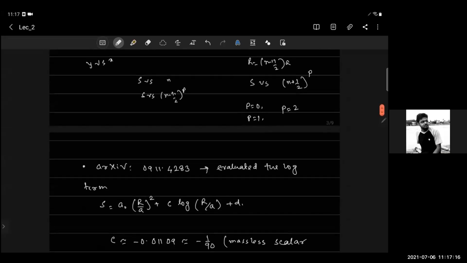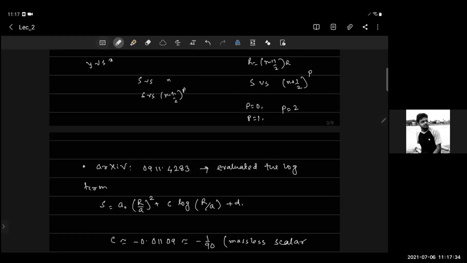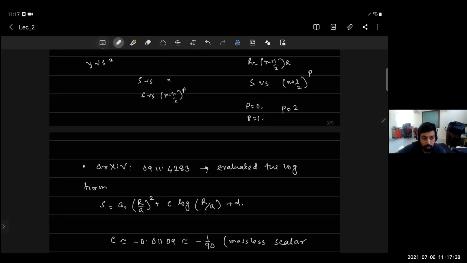But later, this won't work if you had both the square and the cube in the entropy, for example, right? It won't work if you had, say, S scales like R square plus R cube. What would you do then? R square by A square plus R cube by A cube, say.